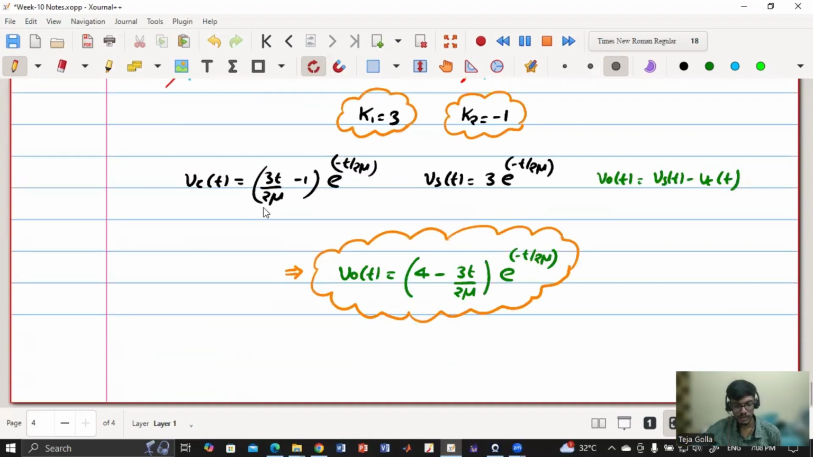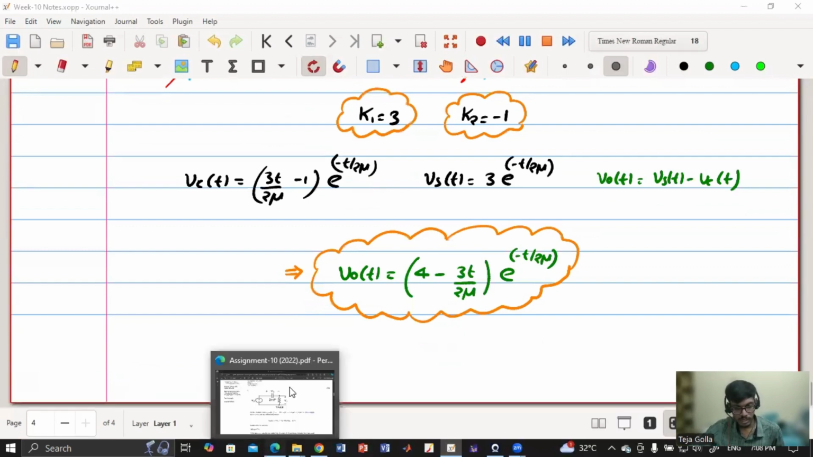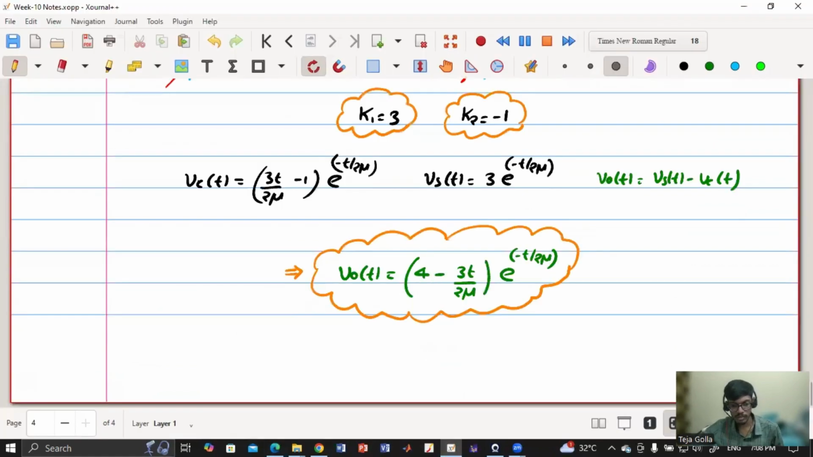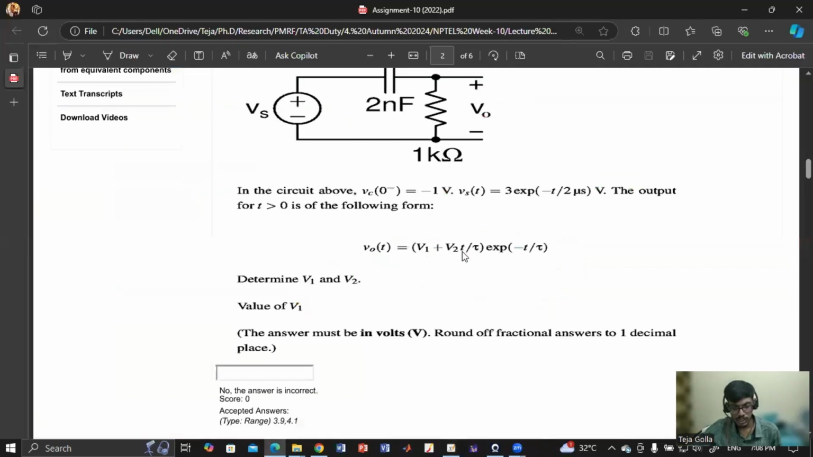Then I got VC of t. From there I have calculated V naught of t. So let us go and check whether the answer we got is right or wrong. So V1 is how much from the answer? 4, right? V1. So V1 is this constant and V2 is the coefficient of t by tau.